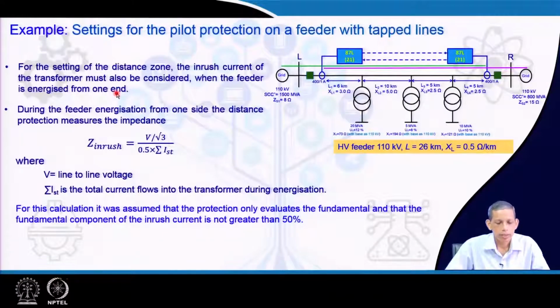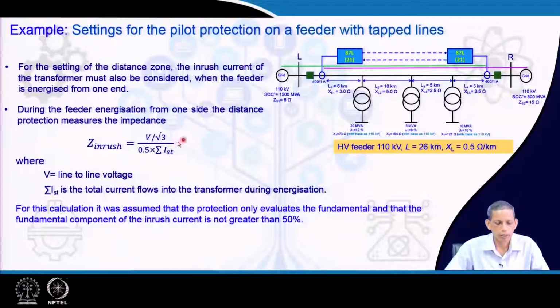Now, there is another point: if we energize from one end, inrush current will flow. So, what is the inrush current level that we would like to see? During the feeder energization from one side, let us say in this example all 3 transformers will be switched on at a time. That means all will have inrush current. Let us see what the situation is.